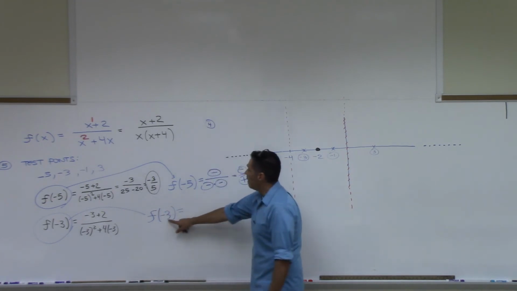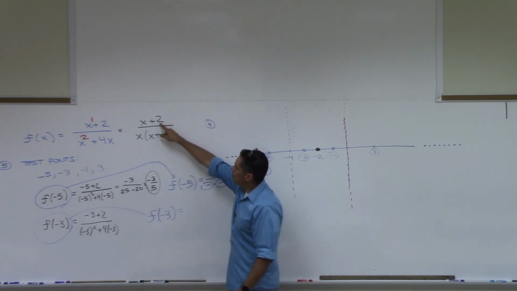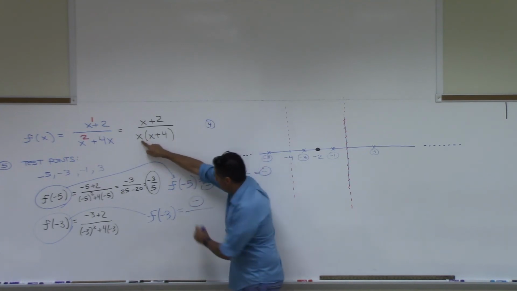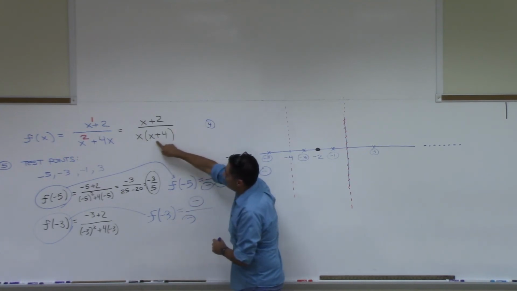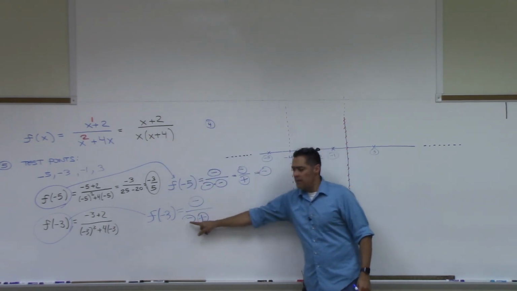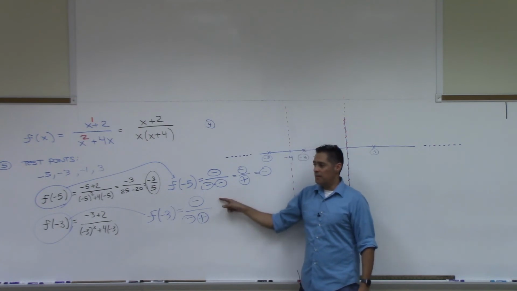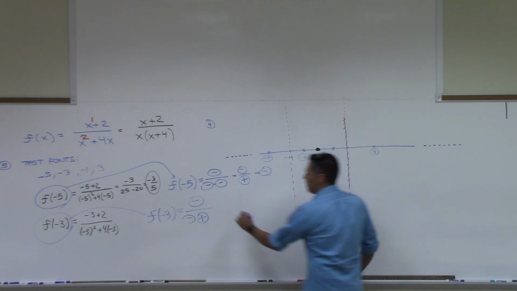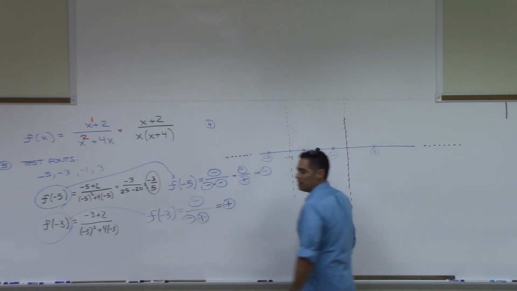What would happen if I plug negative 3 into the top? Negative. On the bottom, negative 3. Here, negative 3 plus 4. Positive, right? Do y'all see that the bottom is negative and the top is negative? Negative divided by negative is positive. So without me even needing my calculator, I can tell you that that's a positive number.